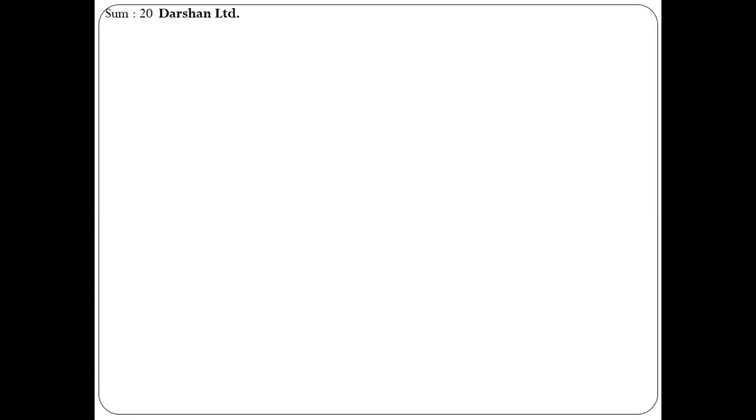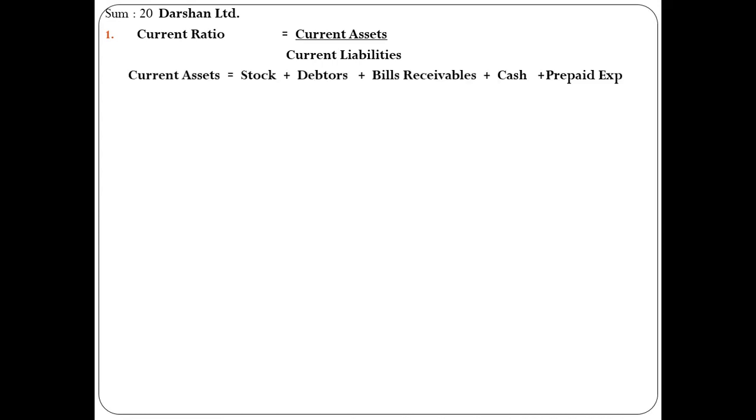For the amounts you have to look at your book and start the sum. The current ratio. First we will find out the current ratio. The formula for current ratio is current assets divided by current liabilities. To find out current assets, we have to add stock plus debtors plus bills receivables plus cash plus prepaid expense.